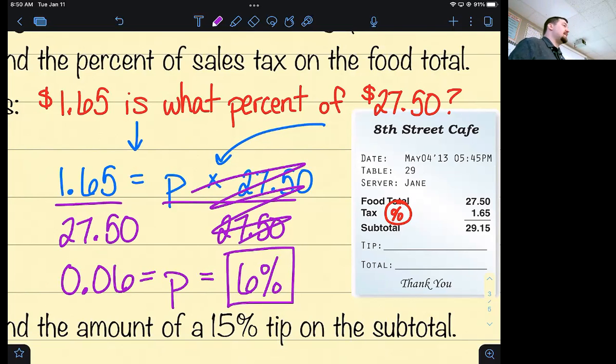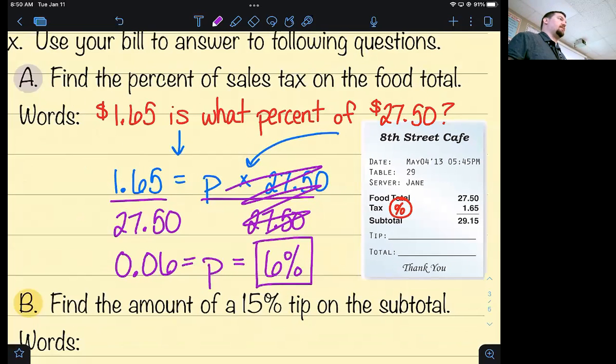So this must not be Indiana, where we're dining at the 8th Street Cafe, because Indiana has a what percent sales tax? 7%. That's right. Every state's different. Well, some are the same, but every state gets to decide their own.